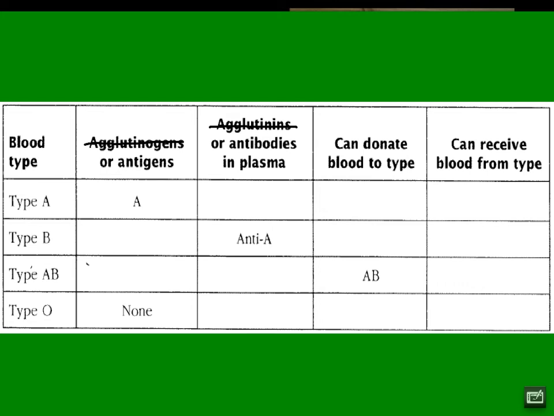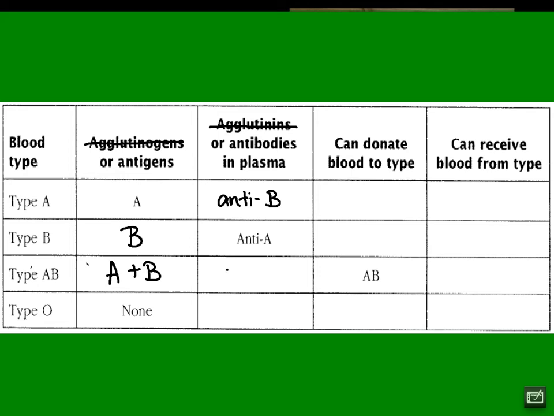So for type B, we have the B antigen, and for type AB, we have both A and B antigens. Type O, as we saw in the diagram, has no antigens or no proteins present on the surface. Now let's take a look at the plasma. Type A blood has the anti-B antibodies present in the plasma, and type B blood has the anti-A antibodies.